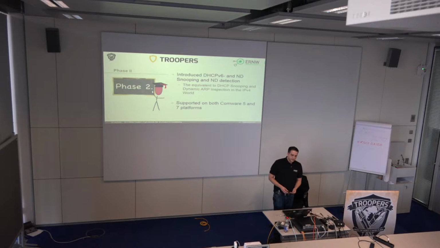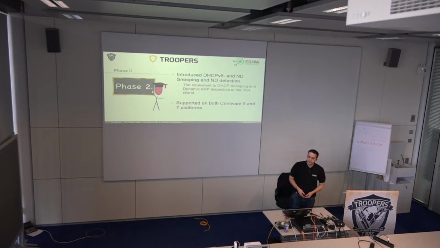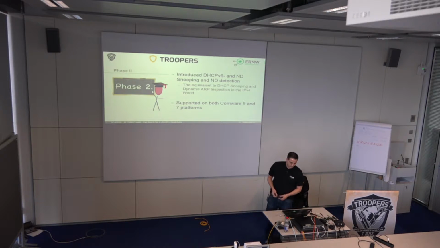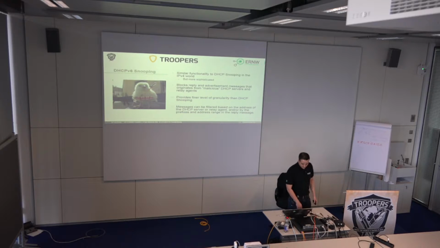So another feature which is supported on the HP devices is DHCPv6 and ND snooping. Cisco calls it DHCPv6 guard. HP calls it DHCPv6 snooping. They both achieve the same goal, to ensure that no one can send DHCPv6 server packets from an untrusted port. And there's in general quite good support both in CommWare 5 and CommWare 7 platforms.